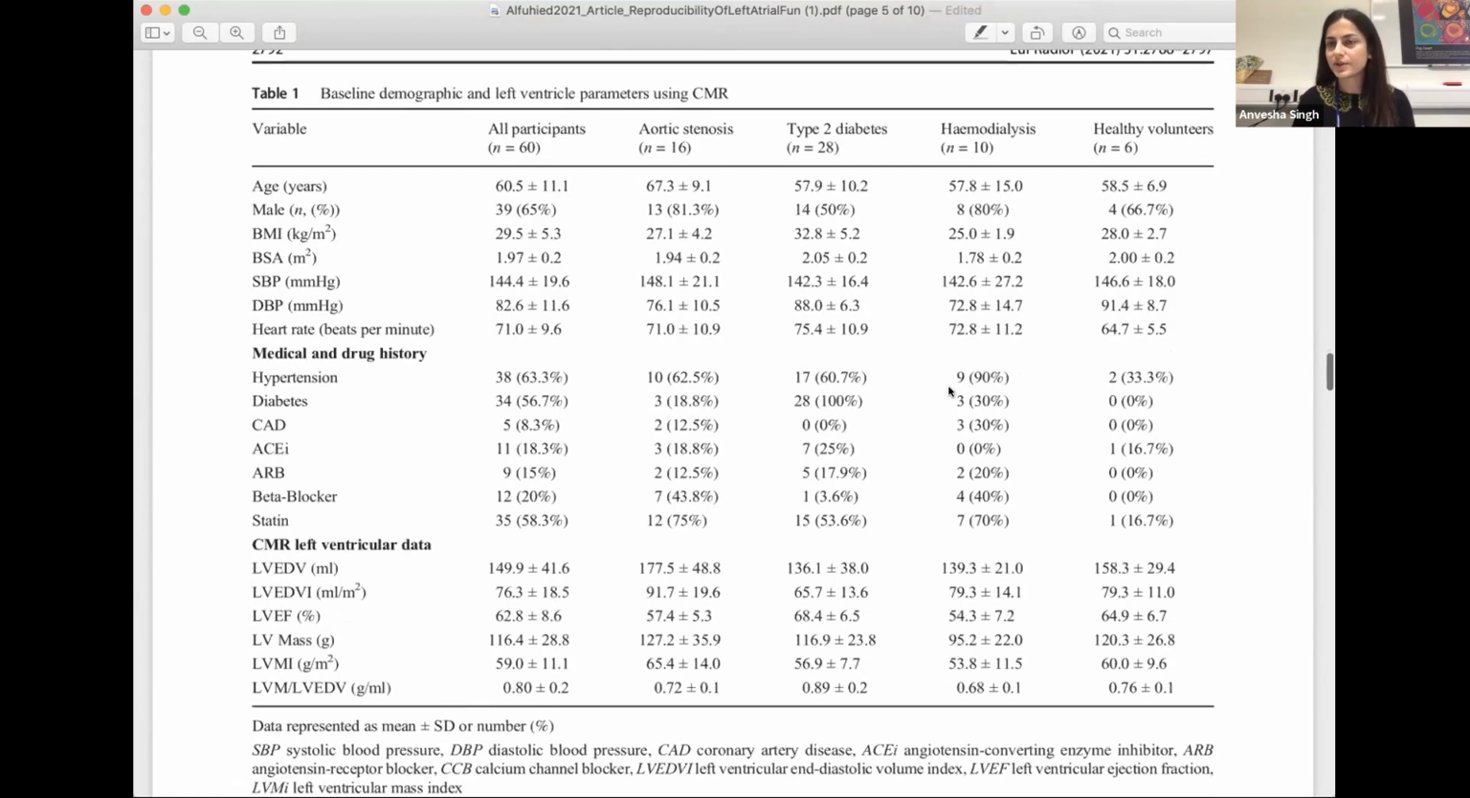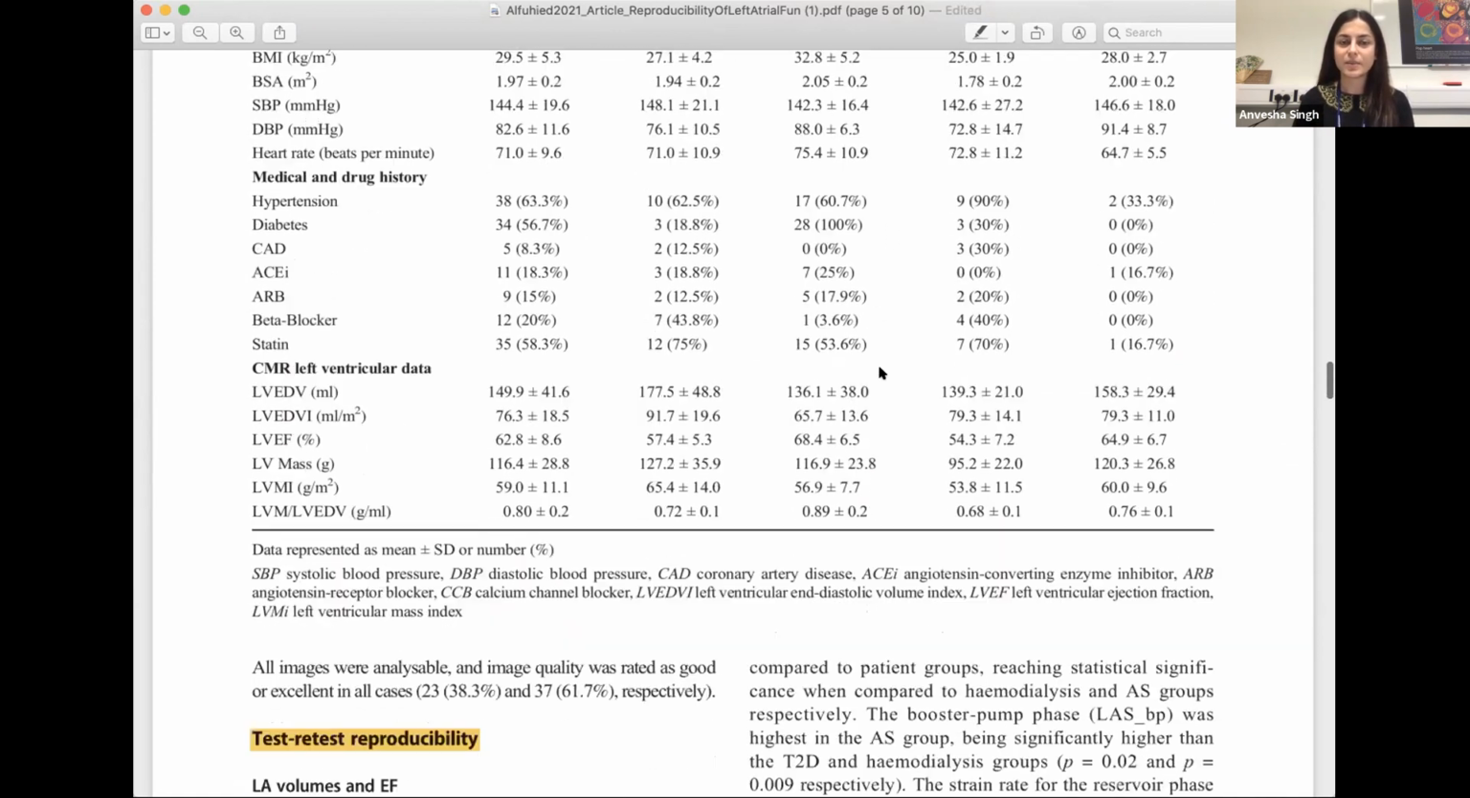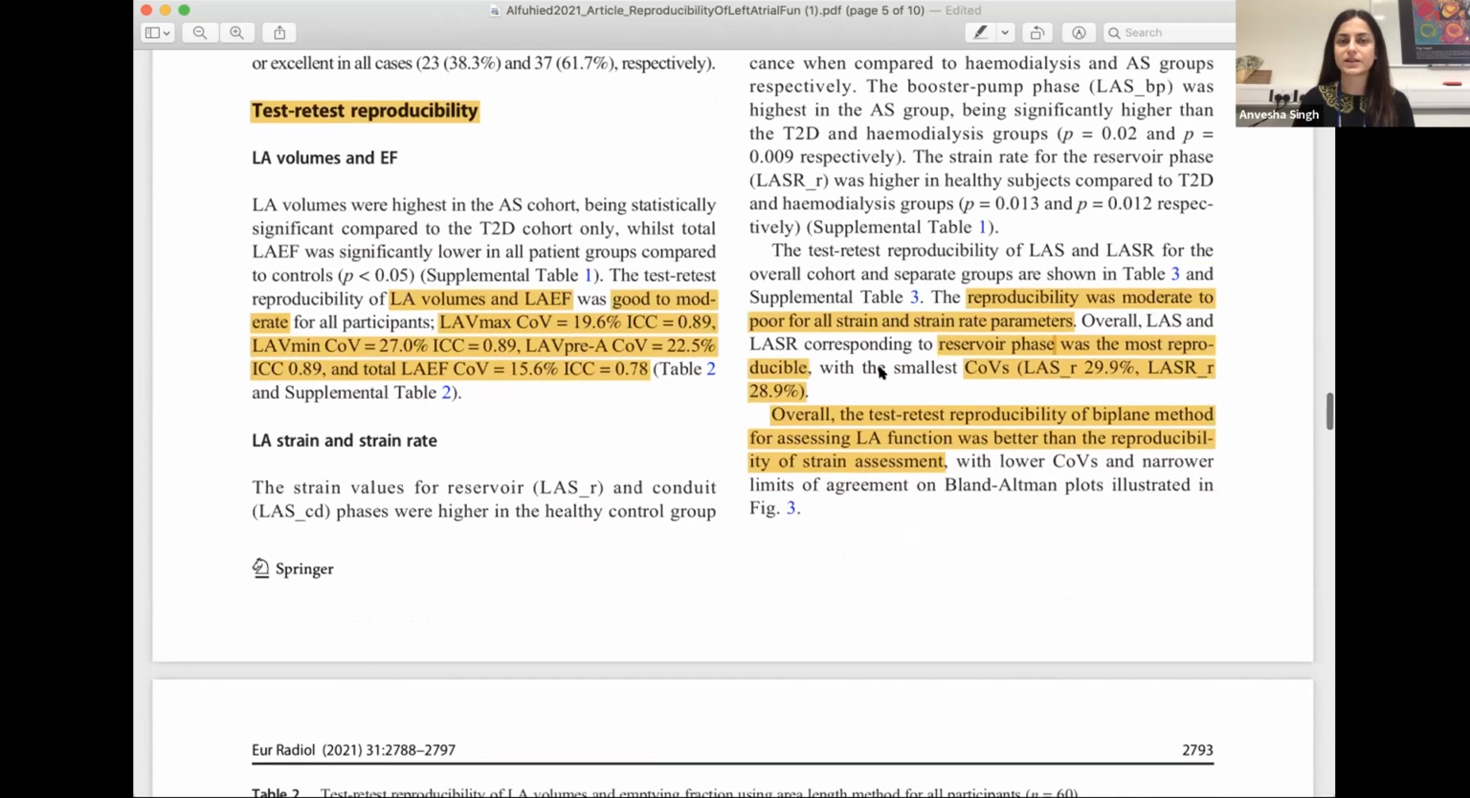This study was not designed to compare the different disease groups, and therefore the patients were not matched, and therefore I'm not going to dwell on these results, but it is available for anybody who is interested. The main purpose, of course, was to look at the test-retest reproducibility. So we'll move on to that.